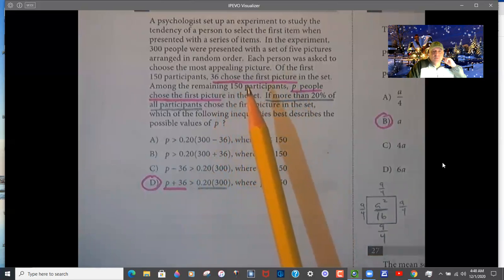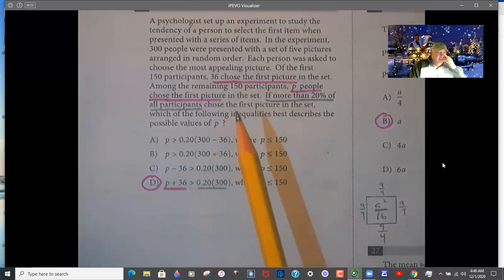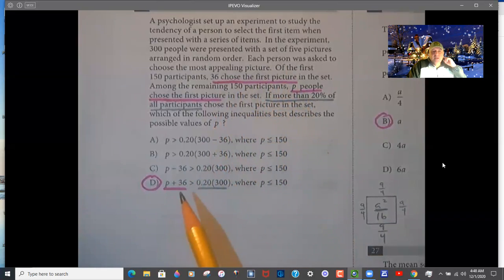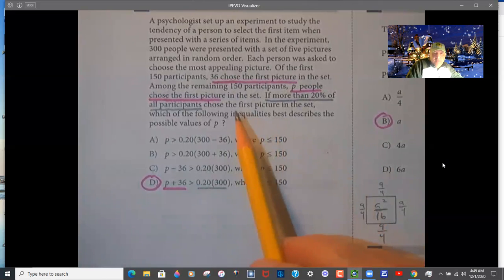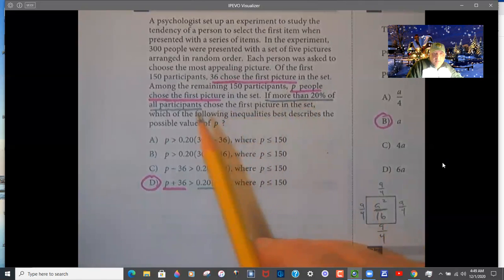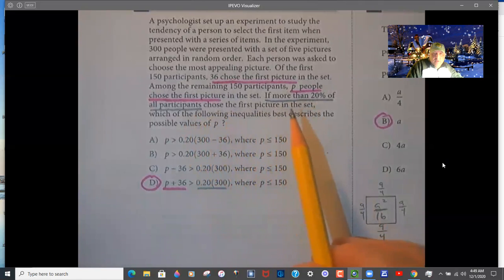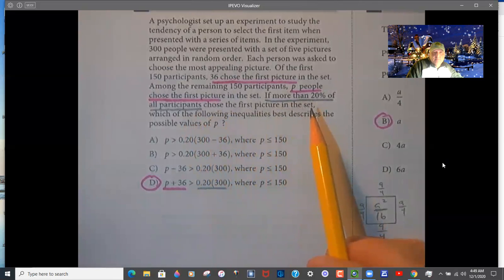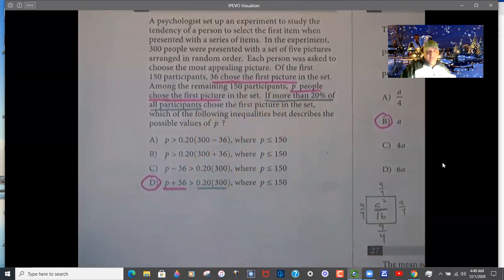The 36 who chose the picture in the first set has to be greater than the 20% of the total. That's what that is getting at. It's kind of said right here: if more than 20% of all, it shows the first picture in the set. Okay, so it's kind of confusing language there.